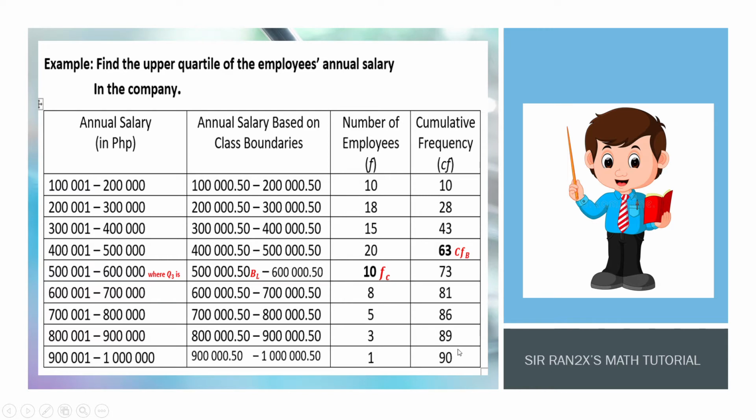This 90 actually refers to your total number of employees. It's equal to the sum of the frequency here. If you add the frequency here, that is 90, meaning the 90 is our n, the number of employees, and in this case in the data it's the total number of observations. So take note, our n would be 90, if we are going to use the formula.